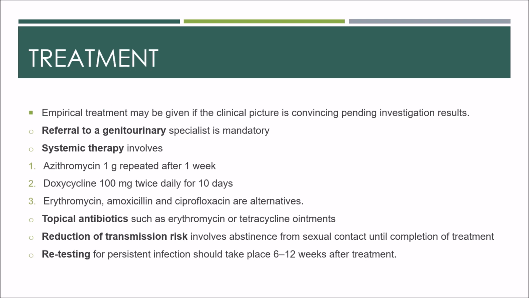So coming towards treatment. Empirical treatment may be given if the clinical picture is convincing, pending investigation results. The first thing to do is referral to a genitourinary specialist. It's mandatory in confirmed cases, particularly for the exclusion of other sexually transmitted infections, contact tracing, and pregnancy testing. Systemic therapy involves one of the following.